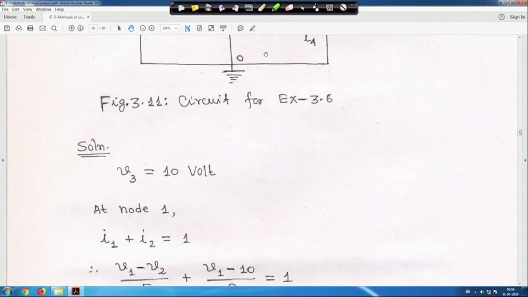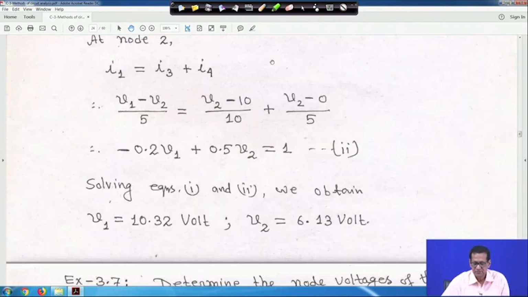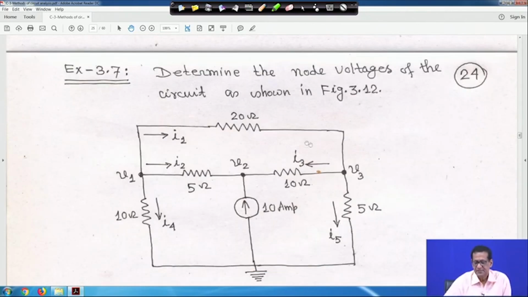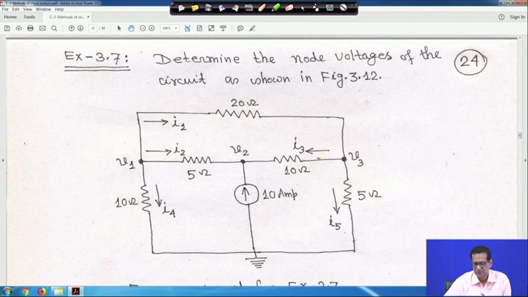If you make it, it will be minus 0.2 V1 plus 0.5 V2 is equal to 1. So, solving equations 1 and 2, you will get V1 is equal to 10.32 volt and V2 is equal to 6.13 volt. Now, next one is determine the node voltages of the circuit as shown in figure 12, that is 3.1.